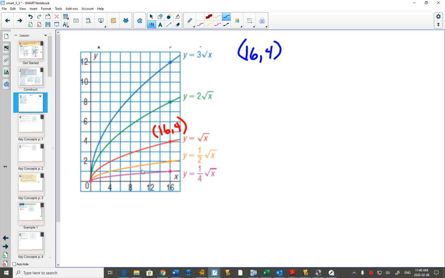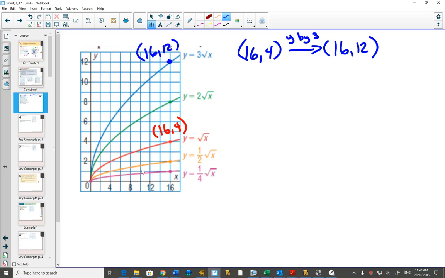If I have a 3 out in front for my blue graph, what did we notice with our parabola? It multiplied your y-coordinate. You're going to multiply your y-coordinate by 3. Where do you end up then? 16, 12. Do you notice on the graph that that's the point that they've labeled? 16, 12 on the blue one.